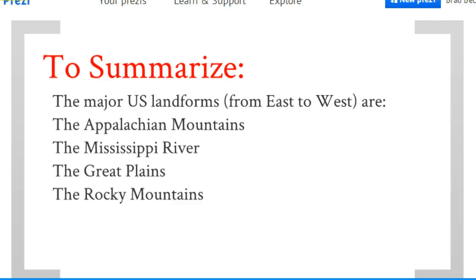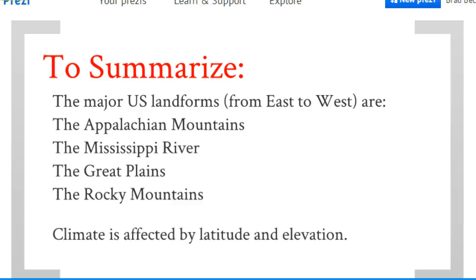So then, to summarize, the major U.S. landforms from east to west are the Appalachian Mountains, the Mississippi River, the Great Plains in the central part of the United States, and the Rocky Mountains. The other takeaway from today's lesson is that climate is affected both by latitude, that's distance either north or south of the equator, and elevation.